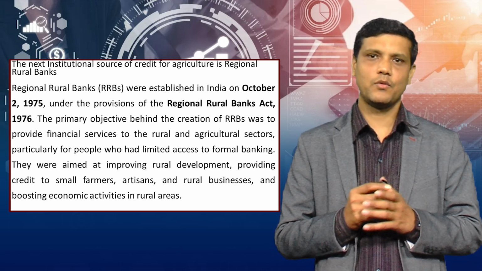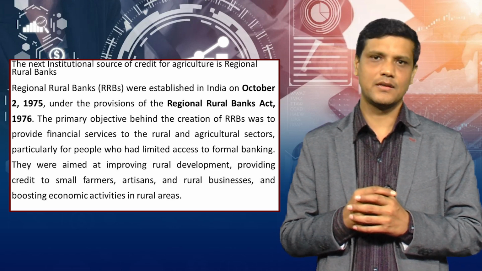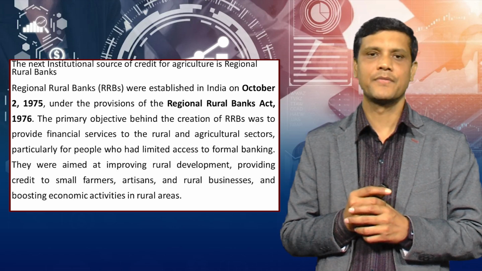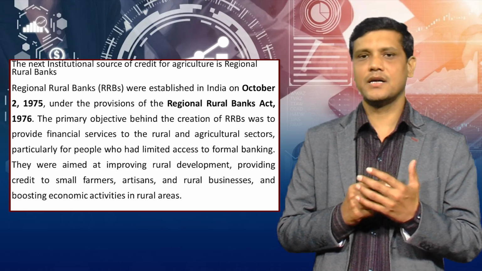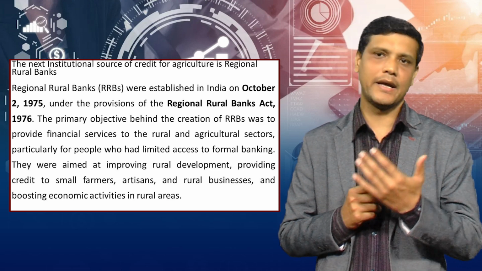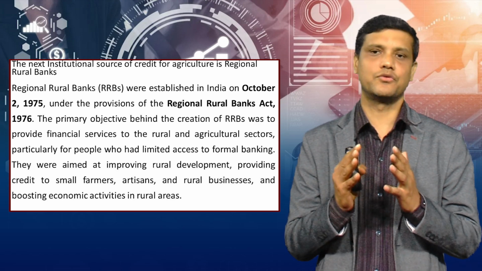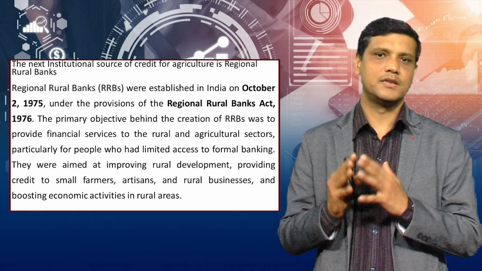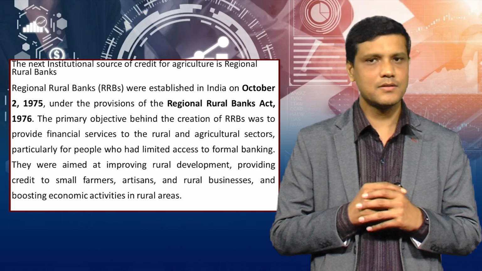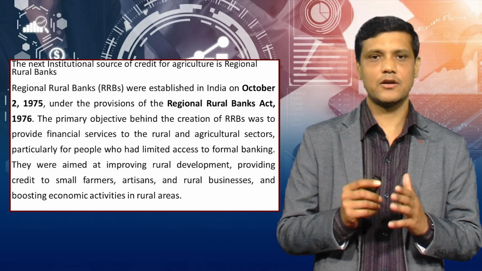Regional rural banks were established in India on October 2nd, 1975, under the provision of the Regional Rural Banks Act of 1976. The primary objective behind the creation of RRB was to provide financial services to the rural and agriculture sectors, particularly for people who had limited access to formal banking. They were aimed at improving rural development, providing credit to small farmers, artisans, and rural businesses, and boosting economic activities in rural areas.